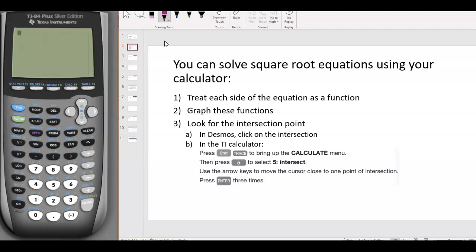In Desmos, remember, this means that you just click on the point. In the TI calculator, you're going to click second and then trace to choose the calculate menu, and then choose option 5, which is intersect. Then you're going to click enter 3 times and it'll give you the value of the intersection.